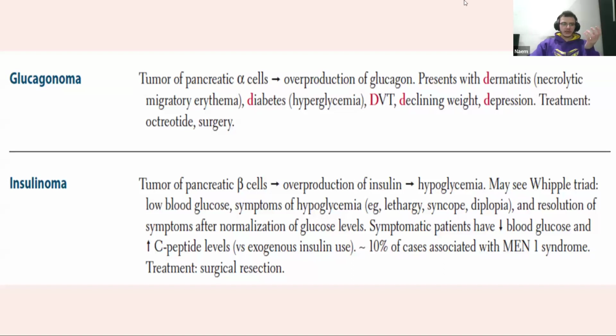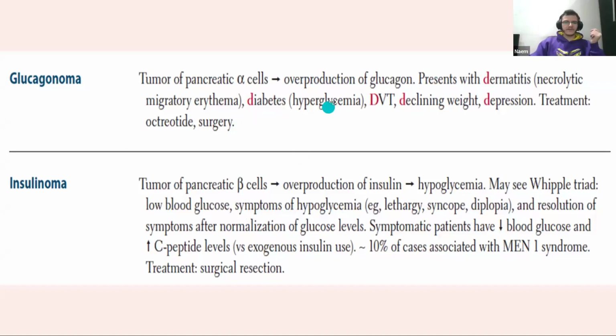On the other hand, insulinoma, where you have a tumor in the pancreatic beta cells, you have overproduction of insulin, which is going to put the body in a hypoglycemic state. I think this is the most important thing to know about these two tumors. I don't think he's going to ask about them, but again, I can't give you a definitive answer. No, he's not going to ask about them. He could, because it's in the slides.